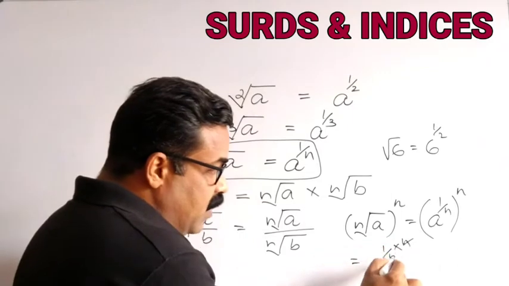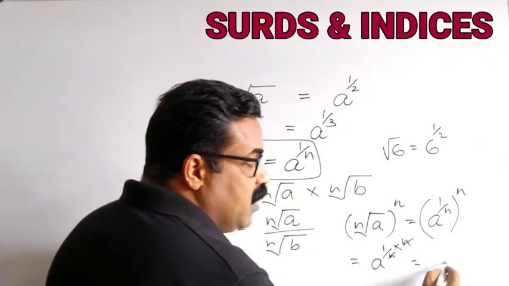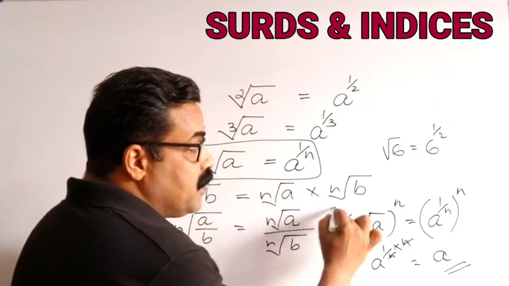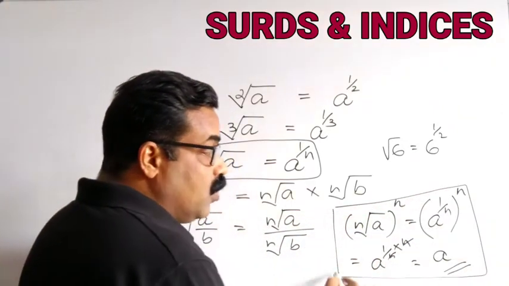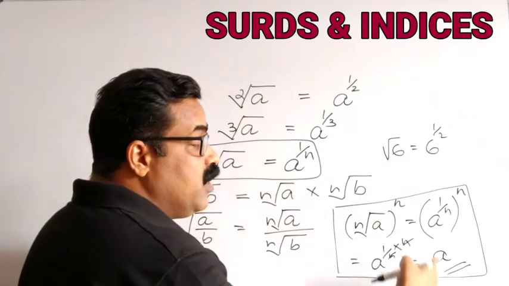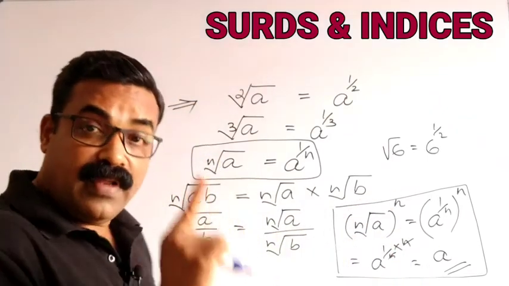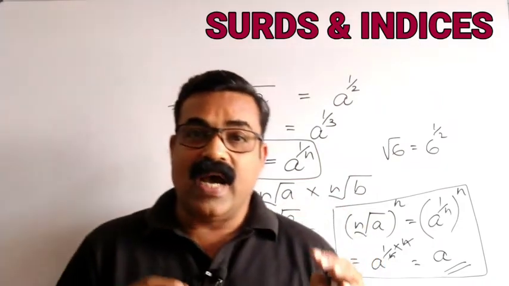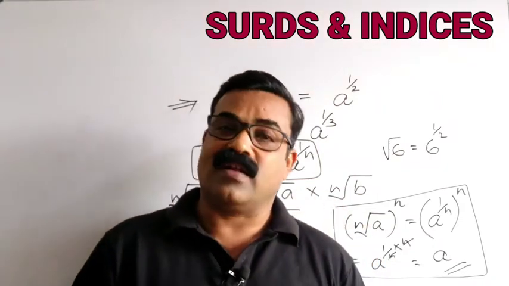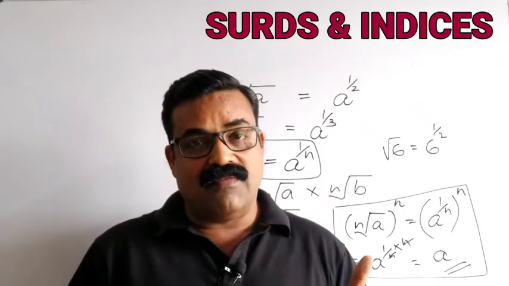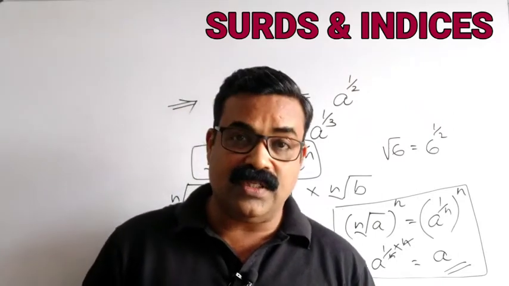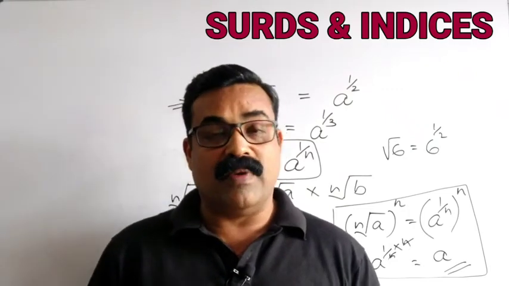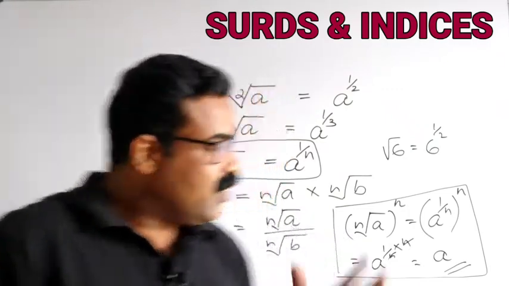I can cancel this n and n. It becomes a power 1. A power 1 is equal to a. So we got: nth root of a, whole power n, will be equal to a. Very, very important rule. So these all are the important formula as far as surds and indices are concerned. Based on this, we will have to solve a lot of questions. So kindly note these formula, then we will solve questions one by one which were asked in the previous papers. Kindly note it.